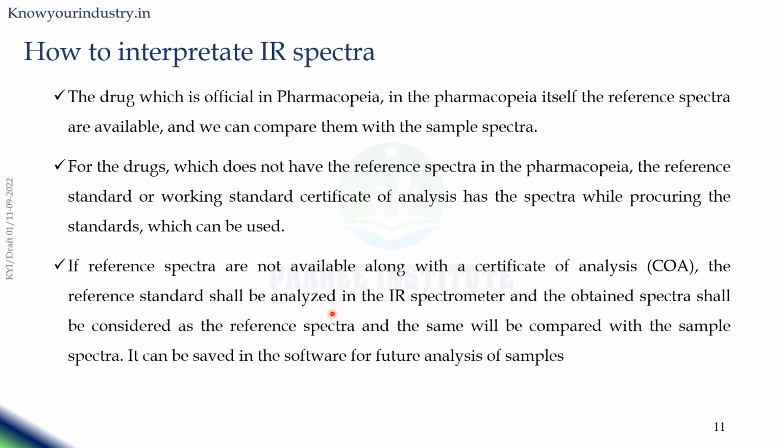If the spectra is available neither in the pharmacopoeia nor in the COA, certificate of analysis of the standard, then you can analyze both the reference standard as well as the test sample and compare the spectra obtained from the standard along with the test sample. Both spectra can be compared and confirmed that the compound is the same as the standard. So this is how qualitatively you can identify or confirm the compound using the IR spectrum. And the same spectra you obtained from the reference standard can be saved in the software for future identification or analysis of samples.